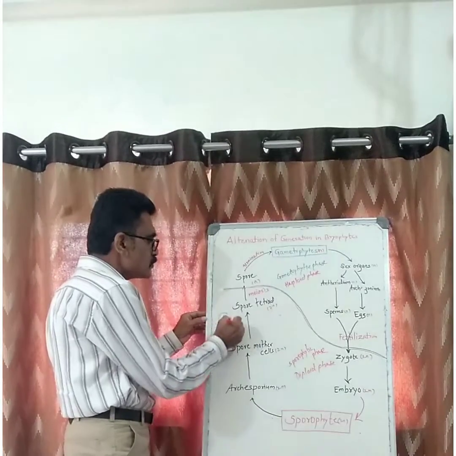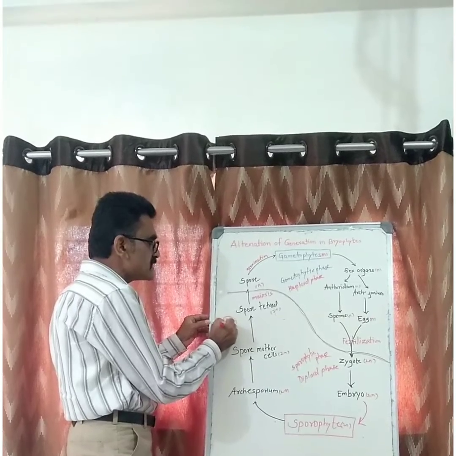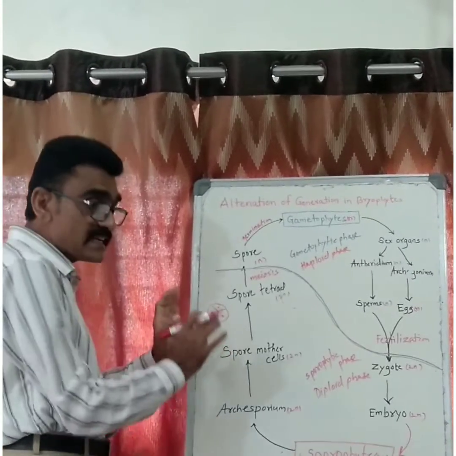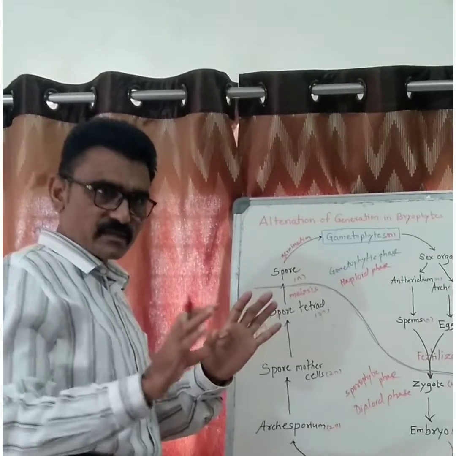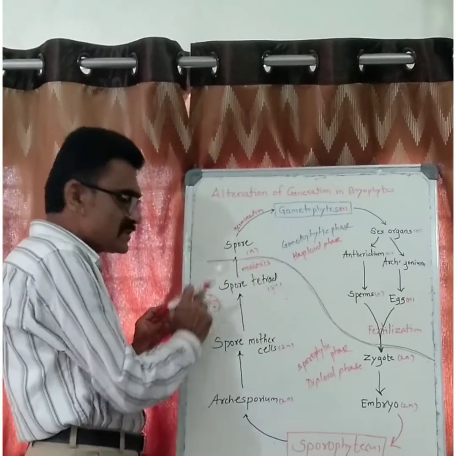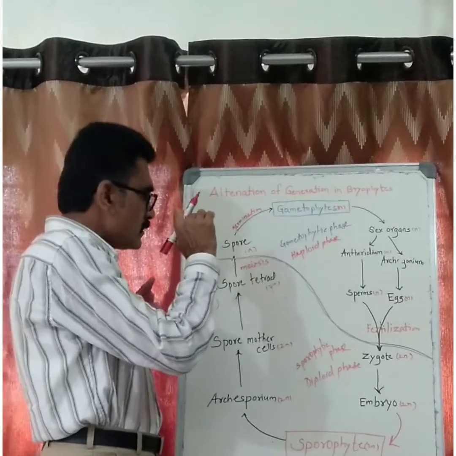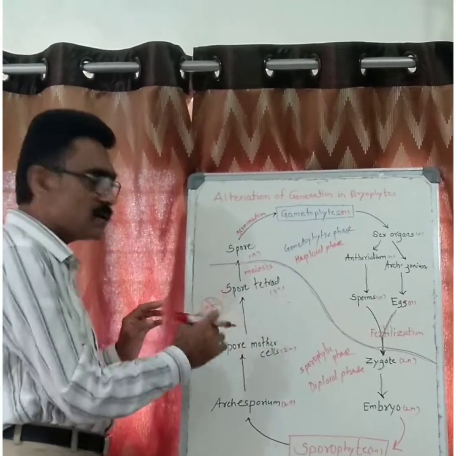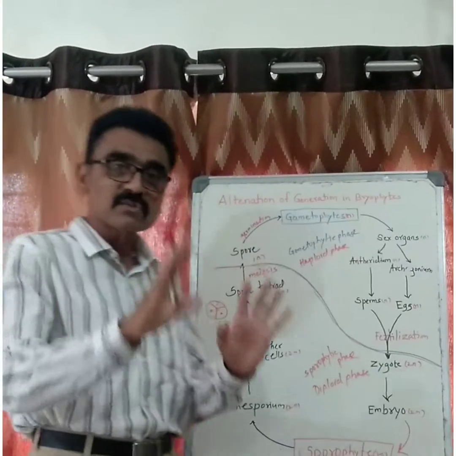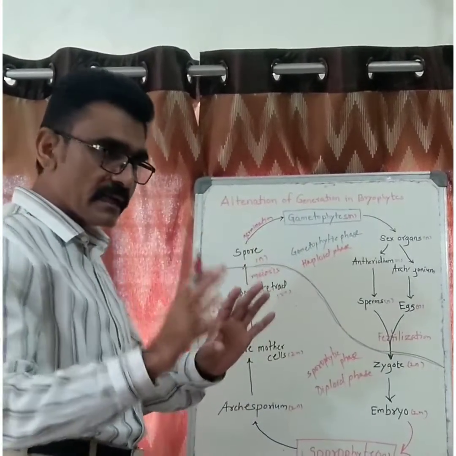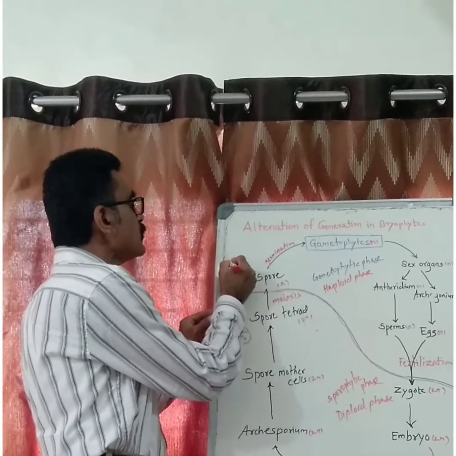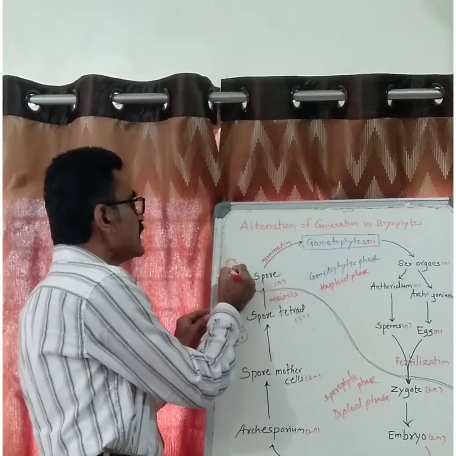Suppose this is a spore tetrad: this is the first cell, second cell, third cell, and one cell at the backside. In the spore tetrad, a reduction division takes place, meaning meiosis takes place, and forms four haploid spores. From one spore tetrad, four spores are formed. The spore is also haploid in nature and rounded. It has a nucleus; the outer wall is called the exine, and the inner wall is called the intine.